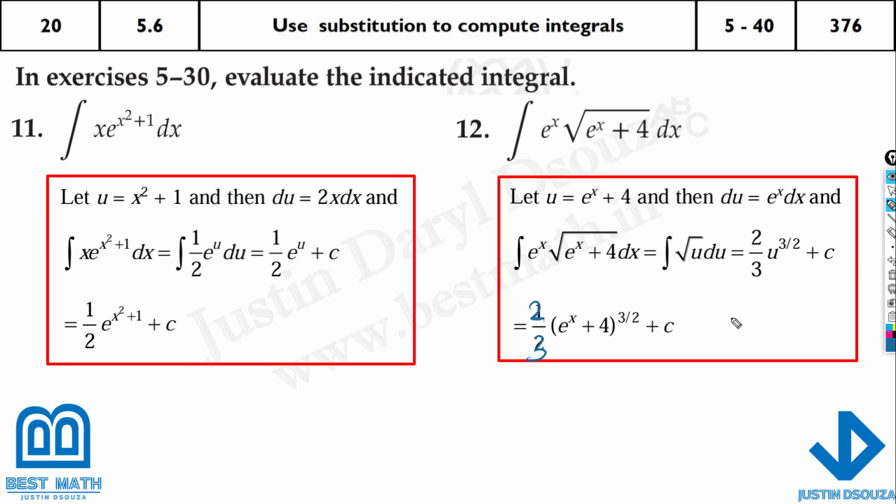Apologies for that. When I did the solution set, I went through a few of them, but I just didn't get time to go through all of them. So there might be mistakes. I've seen other mistakes as well. Please make sure you solve it by yourself and then compare. See, the correct answer is 2/3 (e^x + 4)^(3/2).